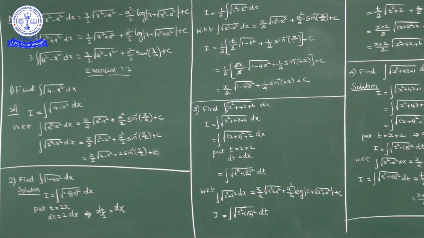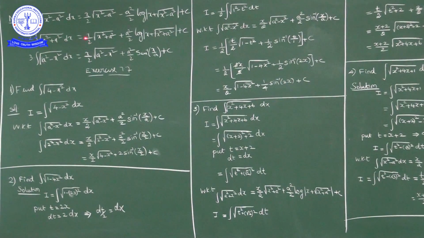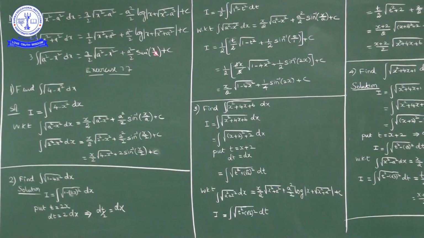Okay. Next one, integral of square root of x square plus a square dx is equal to x by 2 into square root of x square plus a square plus a square by 2 into log mod x plus square root of x square plus a square plus c. Next one, integral of square root of a square minus x square dx is equal to x by 2 into square root of a square minus x square plus a square by 2 into sin inverse of x by a plus c. Okay. Now we discussed example problems already in the last session. Now we will start exercise 7.7.